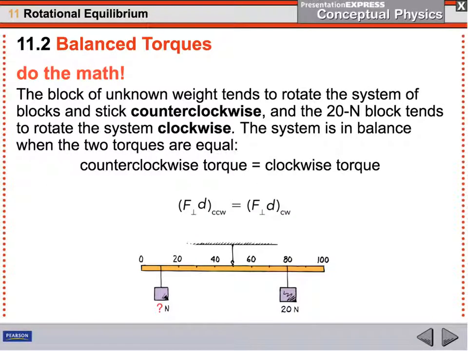The block of unknown weight tends to rotate the system of blocks and stick counterclockwise, and the 20 Newton block tends to rotate the system clockwise. The system is in balance when the two torques are equal. Clockwise torque equals counterclockwise torque, so force times distance, like I was showing on the other page, equals force times distance.